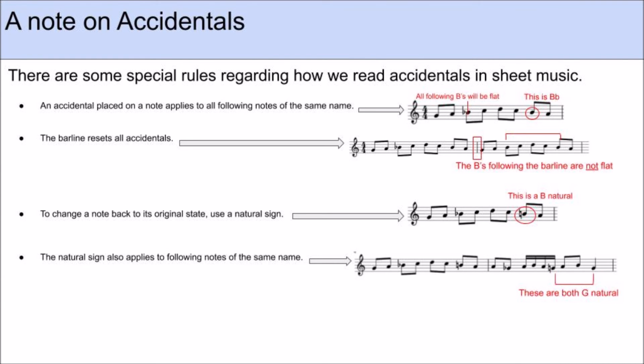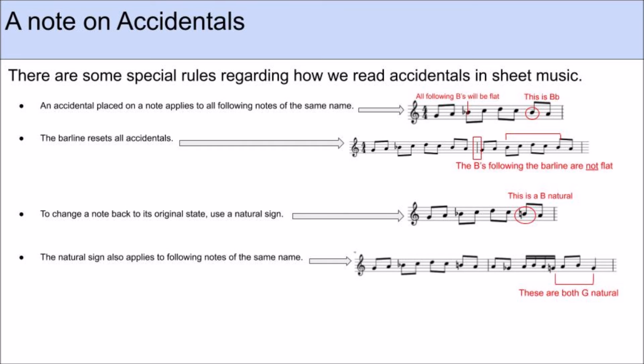Our last slide is a special note on some of the rules regarding accidentals. There are always small little details in music, little rules that we have to follow, but it's hard to cover them all until you happen upon them yourself. But I've written down some of the rules regarding accidentals. The first one is that an accidental placed on a note will apply to all of the notes of the same name in that measure.